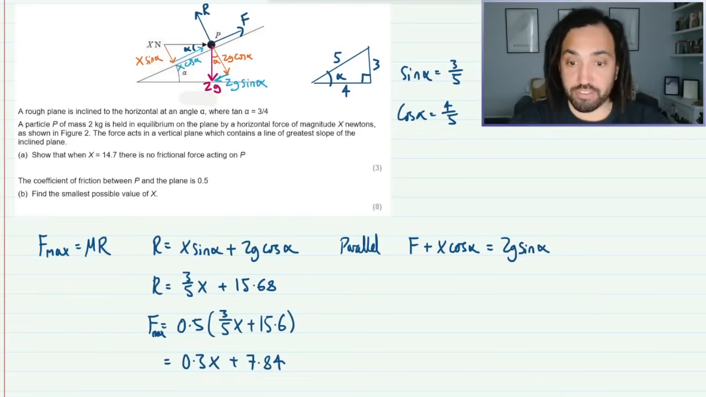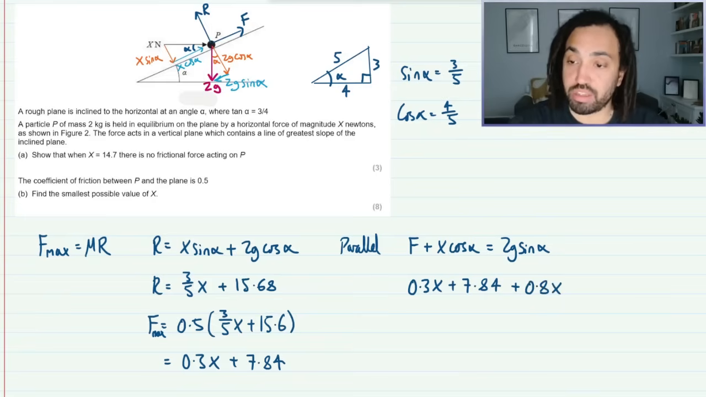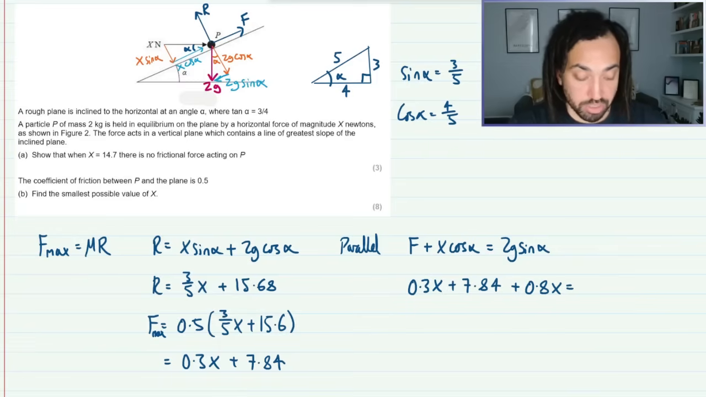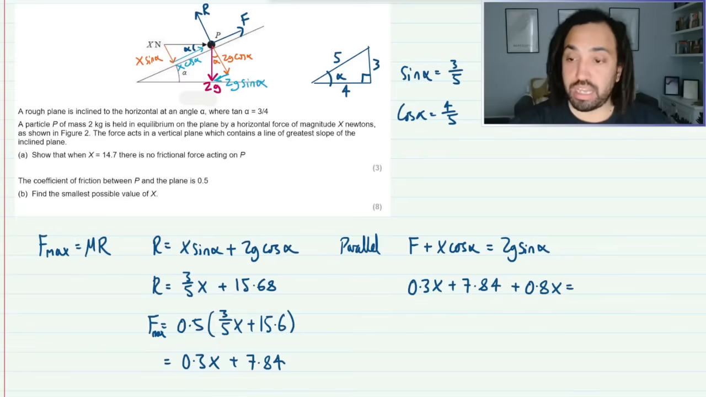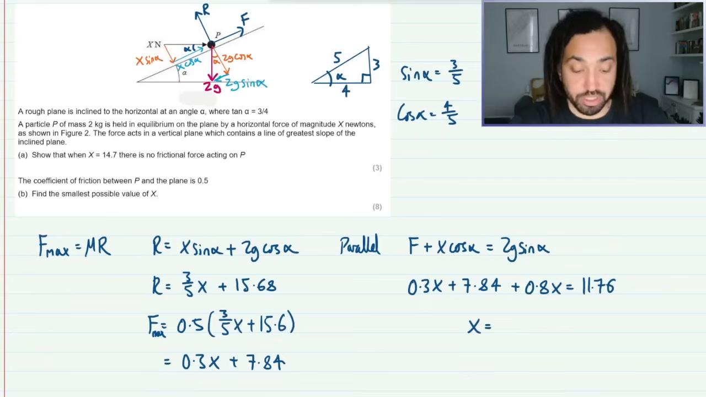Okay, F, we've got a formula for that. It's 0.3X plus 7.84. X cos alpha is 4 over 5 X, or 0.8X. And that's equal to 2g sine alpha, which we can calculate, which is 11.76. And we could tidy up this equation and solve for X, and in doing so we get an answer of 3.56.